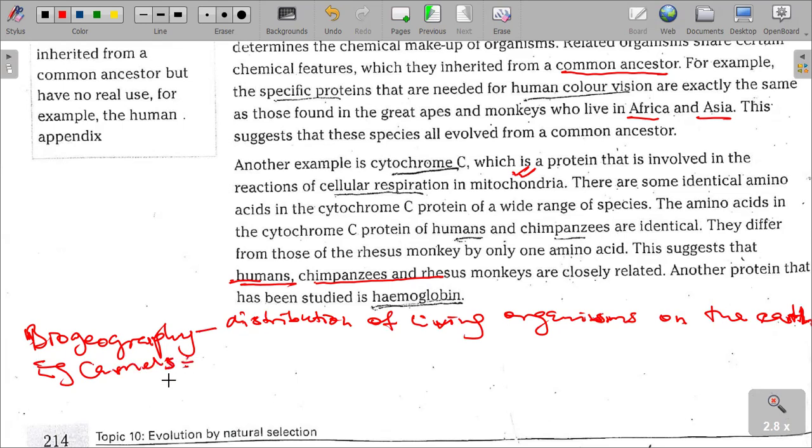The camels are an example. Today the camel family includes different types of camels. All of today's camels are descendants. They descended from the same camel ancestor. All the camels that we see today descended from the same camel ancestor.